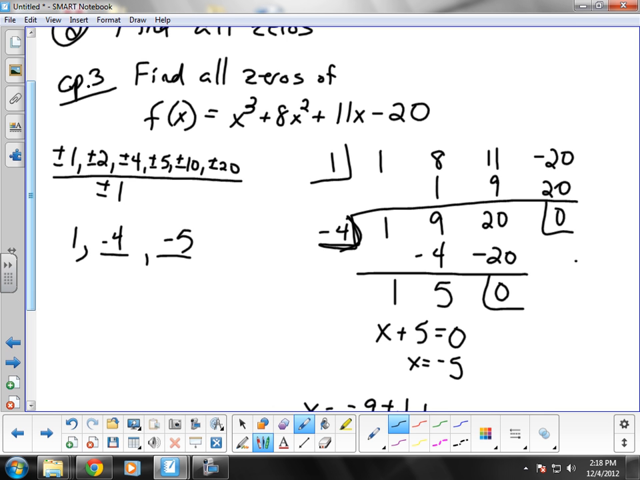Because once you get to here, I mean, there's no sense in doing synthetic division again. Everybody understand how you can keep going down? Yep.